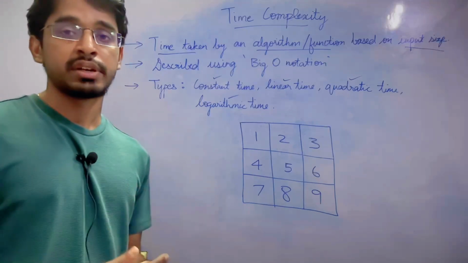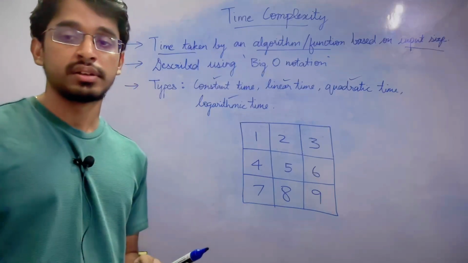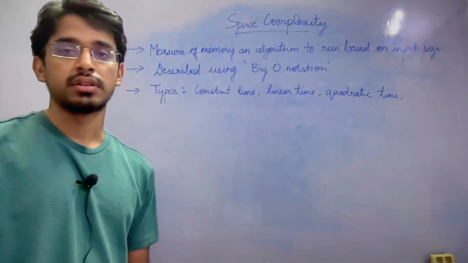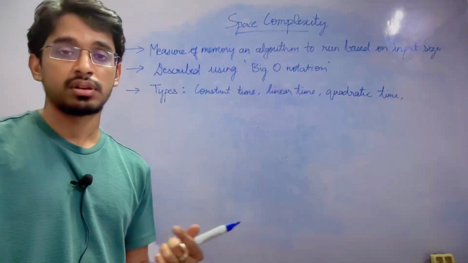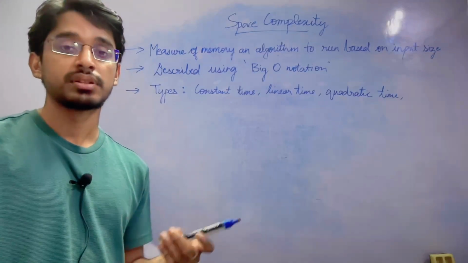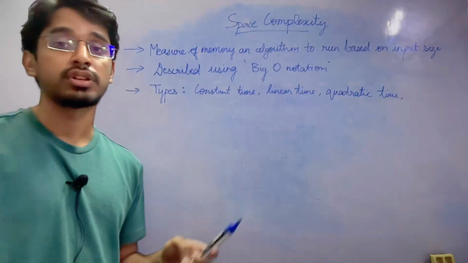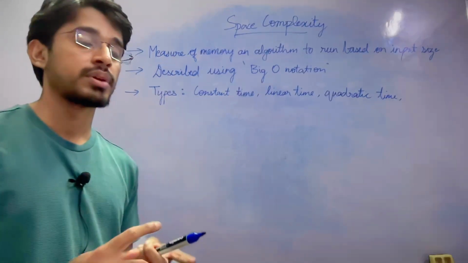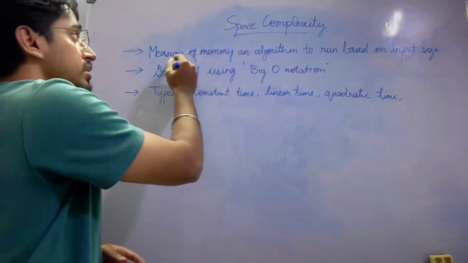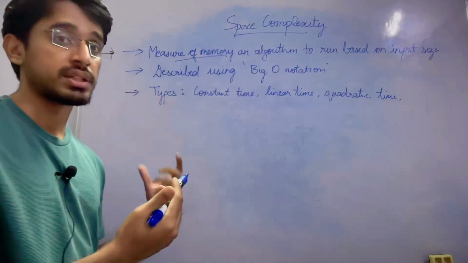So let us now understand what exactly is space complexity. The word space itself says that it is something related to memory, right, within your system. By definition, it is a measure of memory an algorithm or a function needs to run based on the input size, okay. So again, the common keyword is measure of memory this time, okay, and previously it was time, but this time it is memory, okay.